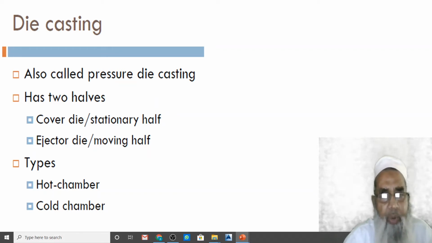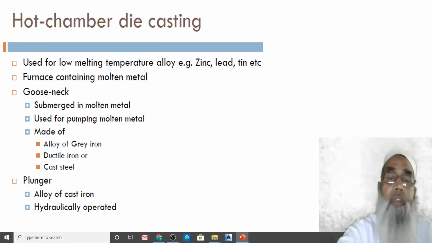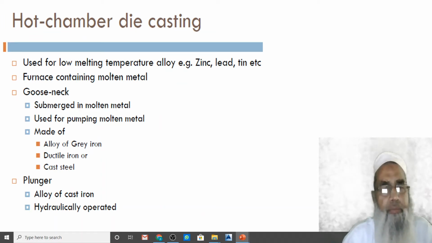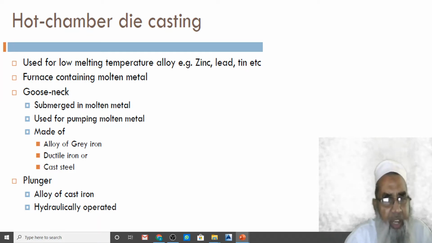There are two types of dies. It can be a hot chamber or a cold chamber. The hot chamber is used for low melting temperature alloys like zinc, lead, tin, etc. There is a furnace containing molten metal in which a gooseneck is submerged, used for pumping molten metal. This gooseneck is made of an alloy of grey cast iron, ductile iron, or cast steel.